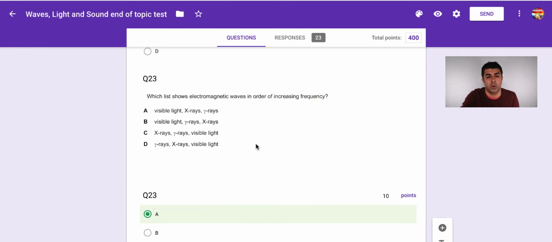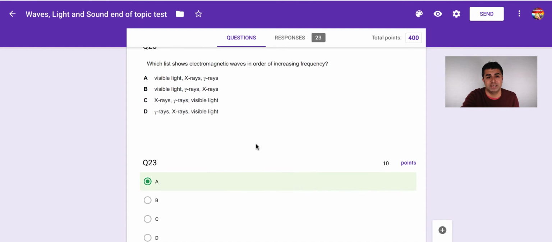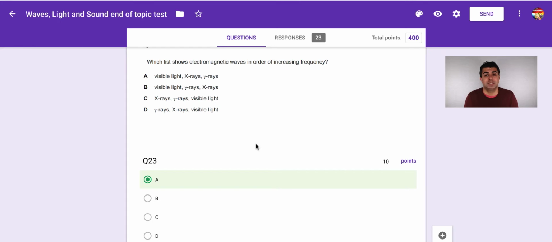23. Which list shows electromagnetic waves in order of increasing frequency? This is memory. You have to memorize the electromagnetic spectrum. The answer is A, visible, then X-ray, then gamma rays. Remember, the bigger the frequency, the smaller the wavelength.